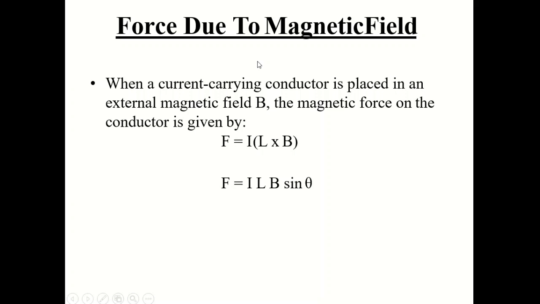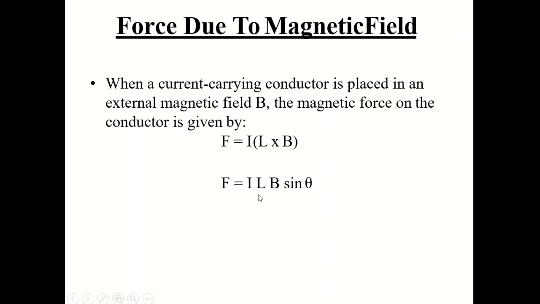Now we will derive force due to magnetic field. What is the force due to a magnetic field? F equal to I into L cross B. This is simply the formula for a conductor. When current flows through a conductor, a force is experienced by the conductor. So the formula is F equal to I into L cross B. L is the length, B is the magnetic field. So F equal to I L B sin theta. This is the force due to magnetic field.